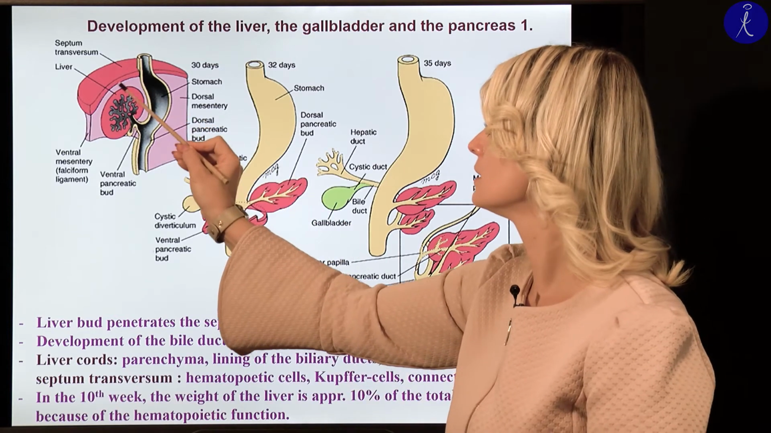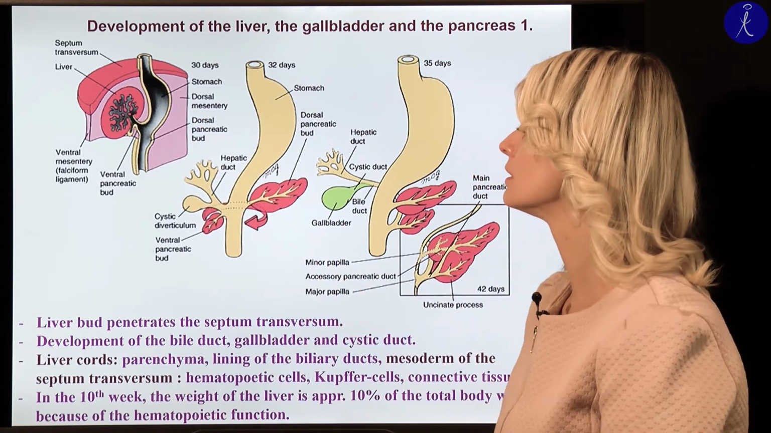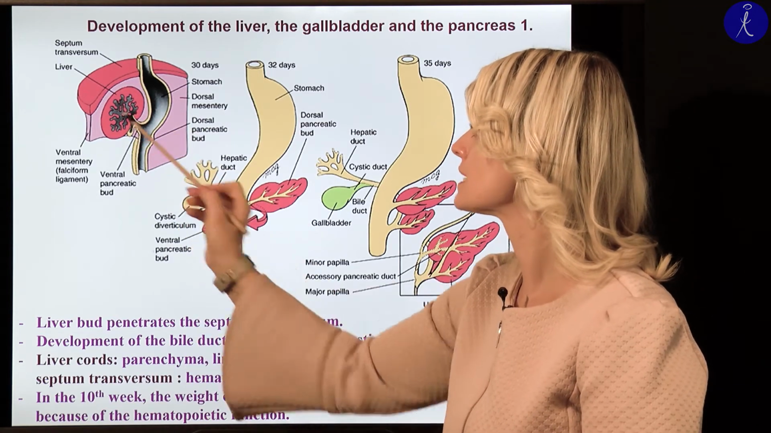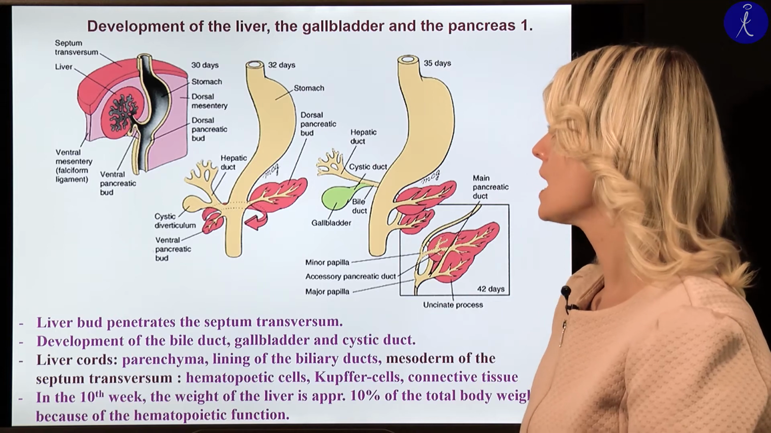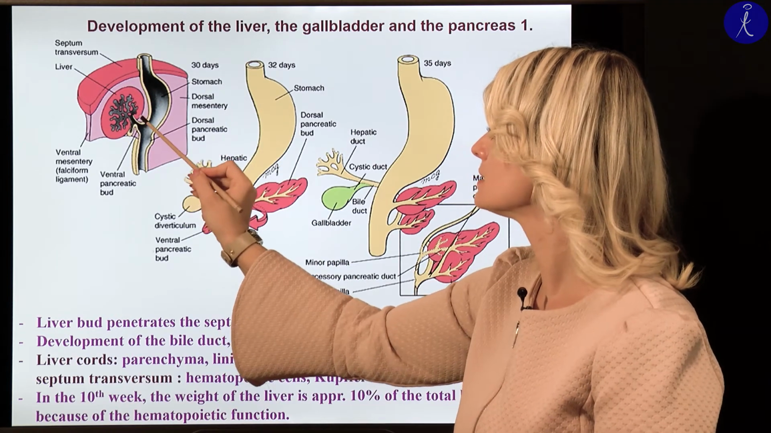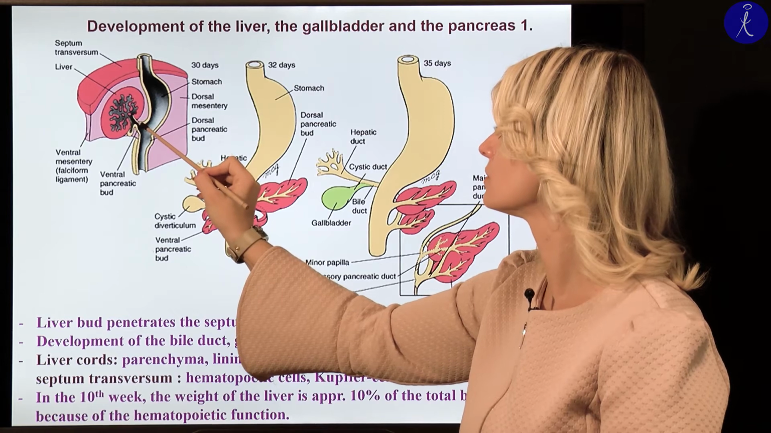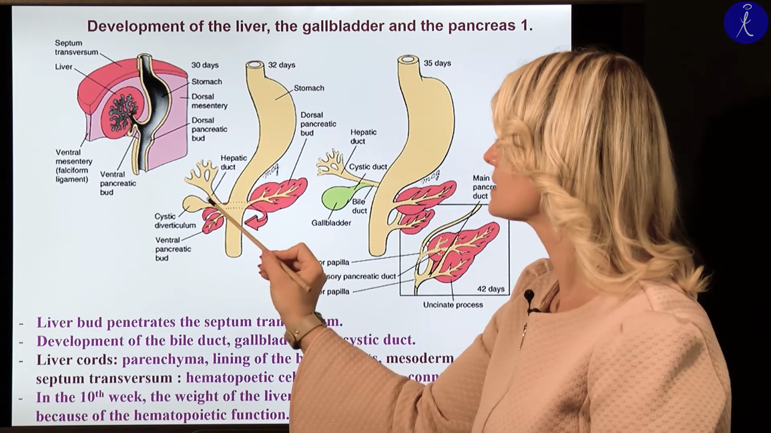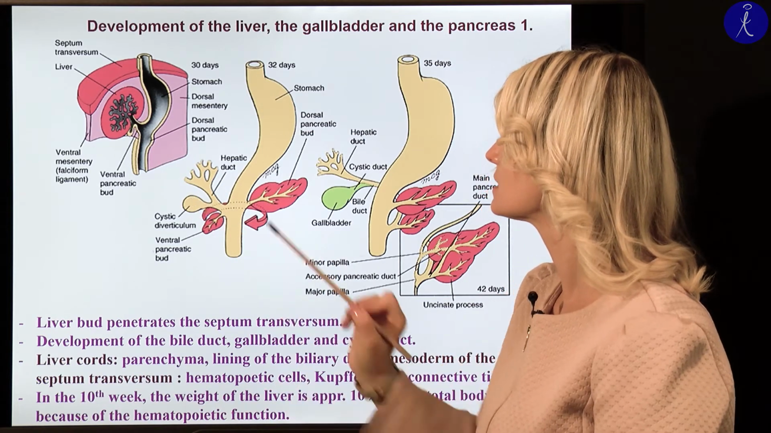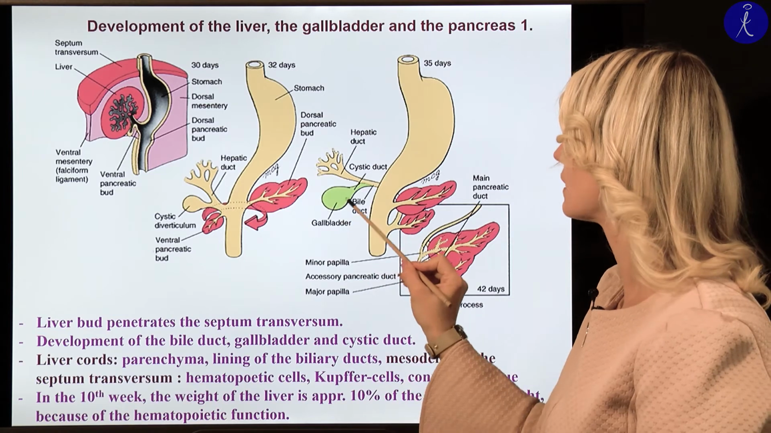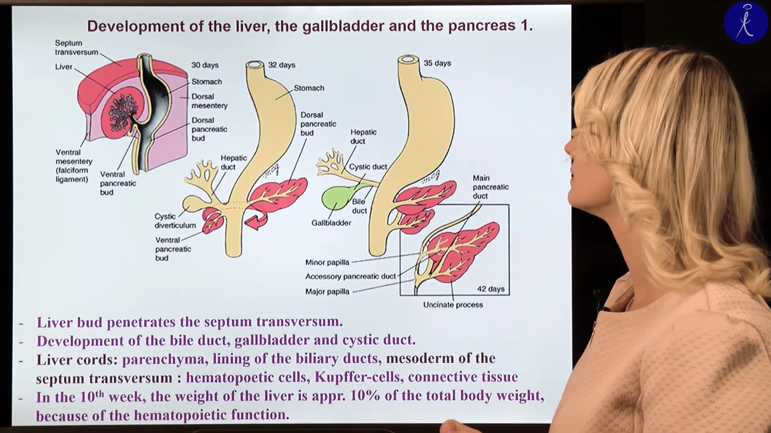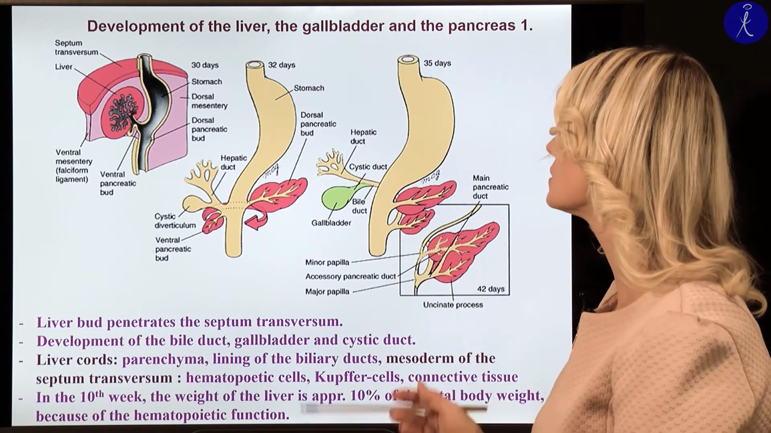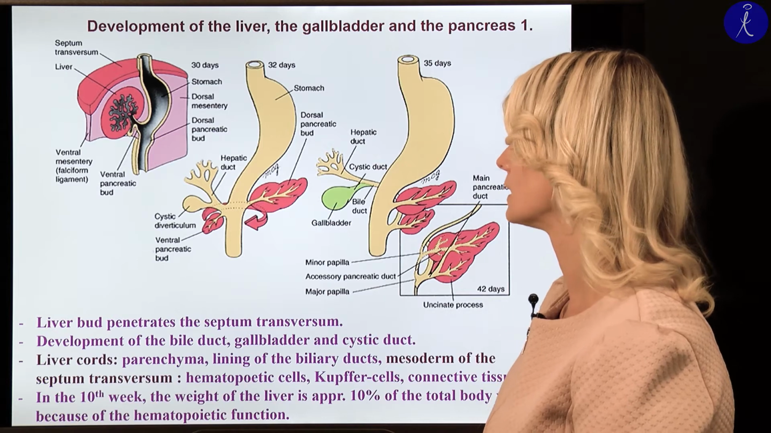Here you can see the proliferation of the liver bud. It penetrates into the septum transversum. During this development, we have a narrower connection, which will be the hepatic duct. From this will develop the cystic diverticulum, and from this will develop the gallbladder and the bile duct. Finally, the hepatic duct and the cystic duct will fuse and form the common bile duct.